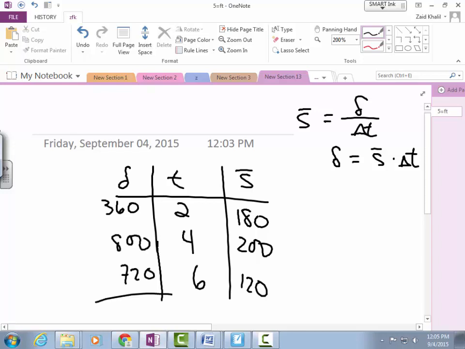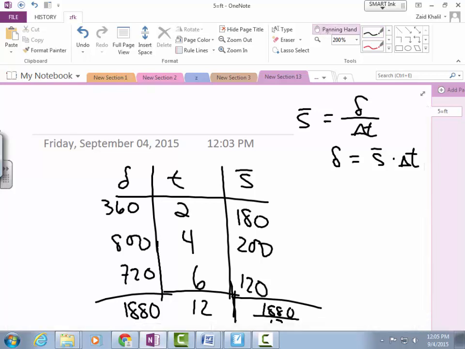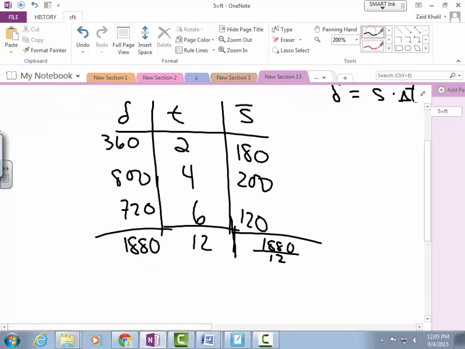And in total, that's some number. What is it? 1880. In how many hours? In 12 hours. And what's that average? The average speed is 1880 over 12. We're done with the problem. You can plug it into your calculator if you please, but I don't care. What I generally am looking for is algebraic beauty. So there's your average speed.